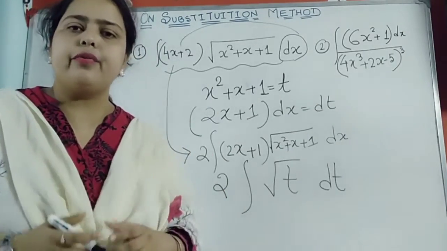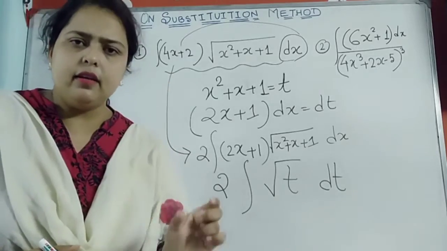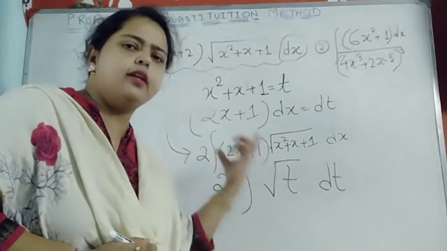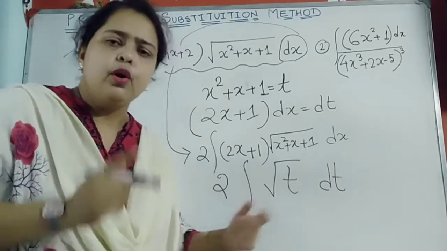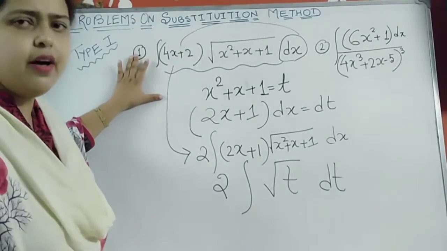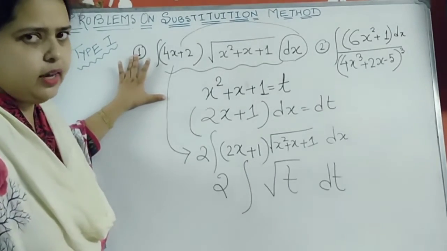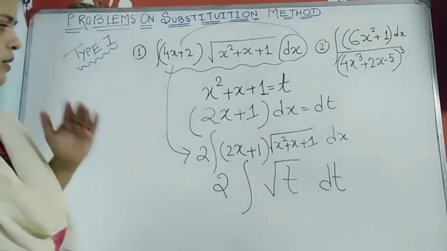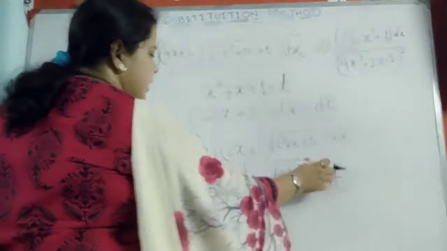I and you all must concentrate on the one point. The integrand must be simpler. The new integrand is ready in front of you, whose integration is quite easier than the one we were having. Okay, now root over t, dt. Now its integration, and how I'm going to handle this.